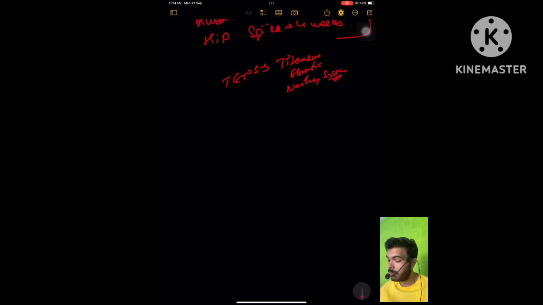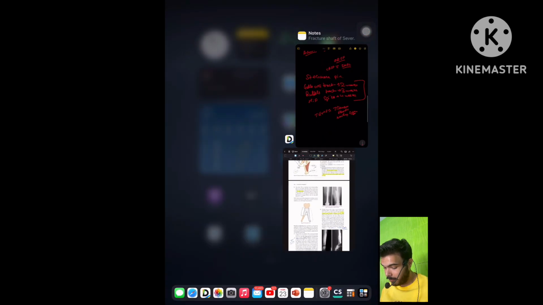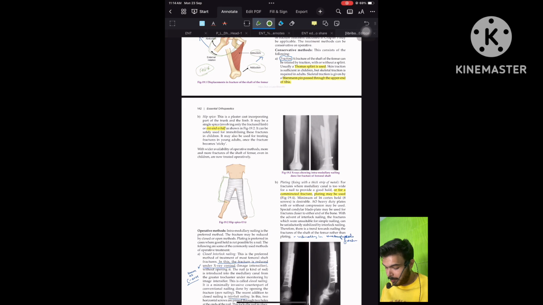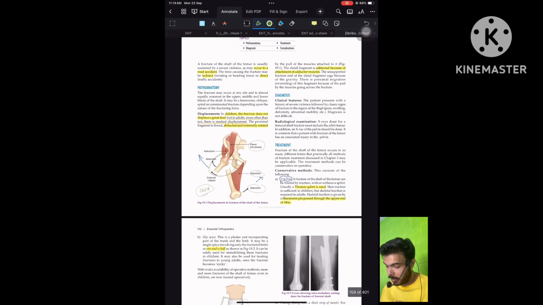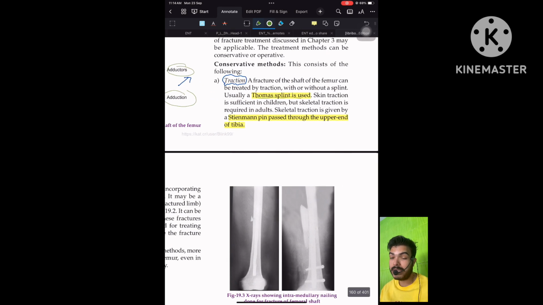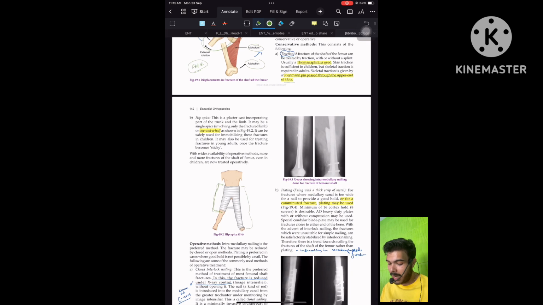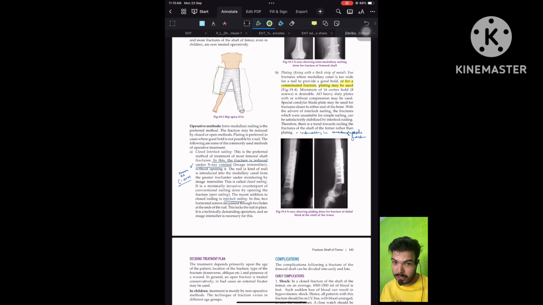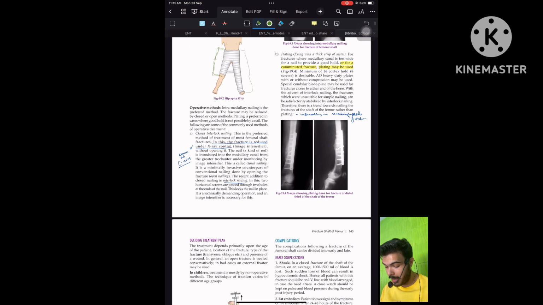So let me show you some of the pictures which are relevant. You can see here a fracture of the neck of the femur, which I already told you about. See, Thomas splint, Steinmann pin attached to the upper end of the tibia. I told you, for distal femur, the pin goes through the upper end of the tibia. The Steinmann pin is passed through the distal part, and then you give skeleton traction, and a hip spica can be used. And if you want to go for closed reduction, you can go for IMIL, right?